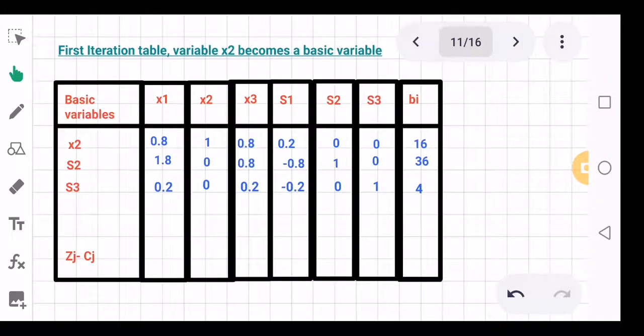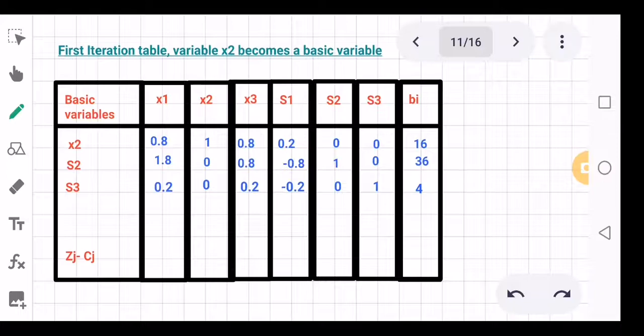Now the next thing, the most important thing that you need to find out, is what is Zj minus Cj. So now we need to find out Zj and Cj values. We can directly do Zj minus Cj, or I'll calculate Zj and Cj separately and show you. Let me just show you how Zj is done.